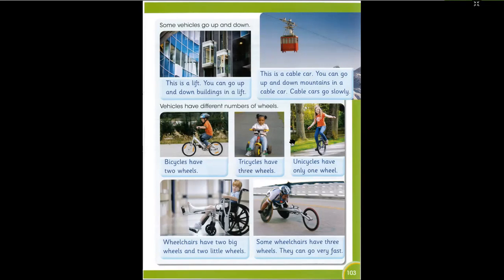Every time you cannot go up and down with the stairs, so there is a lift that can help you. After that we have the cable car.